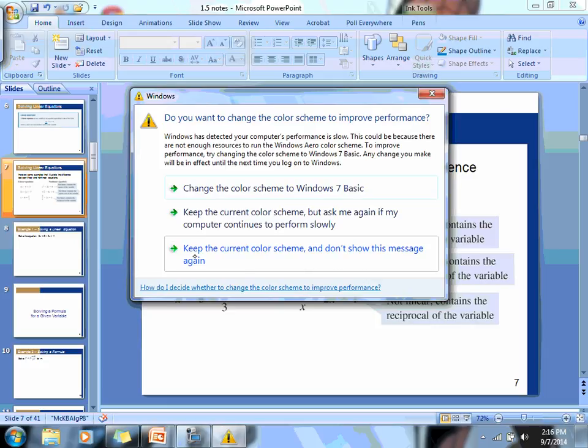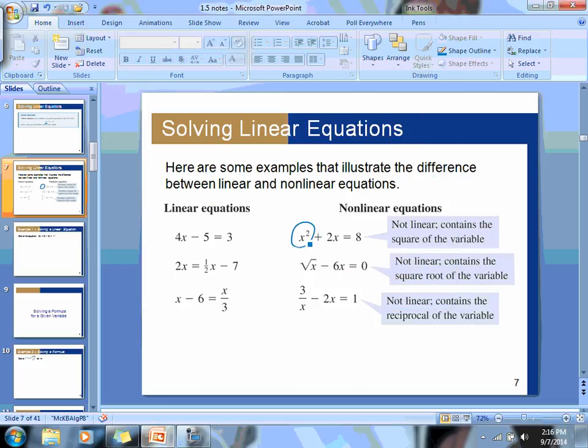Non-linear examples are like this one. You have the x squared. That's going to be a quadratic. You have the square root of x. That's going to be a root function. Here you have 3 divided by x. You can't divide by the variable. Okay.